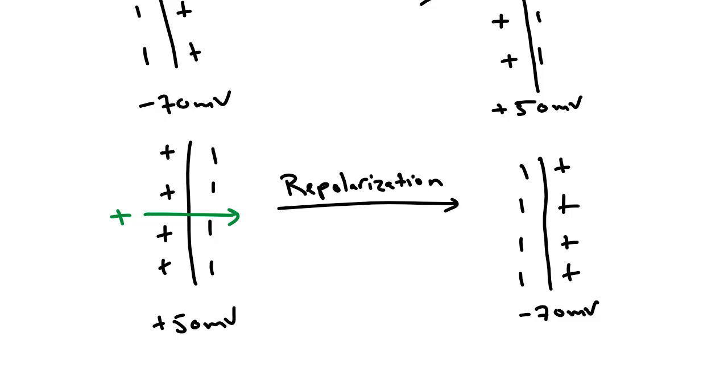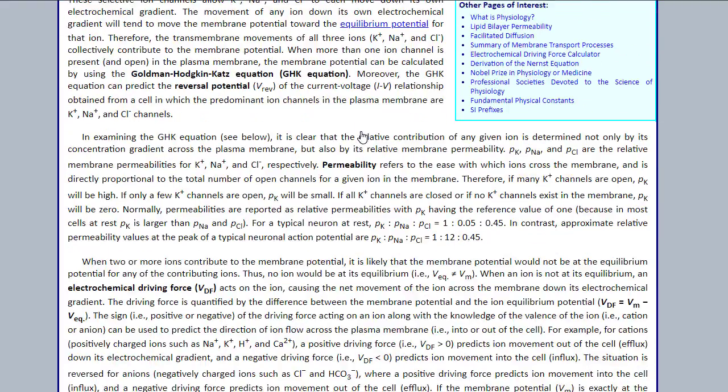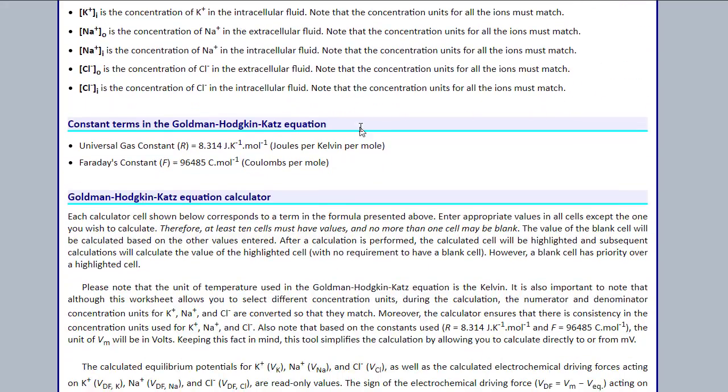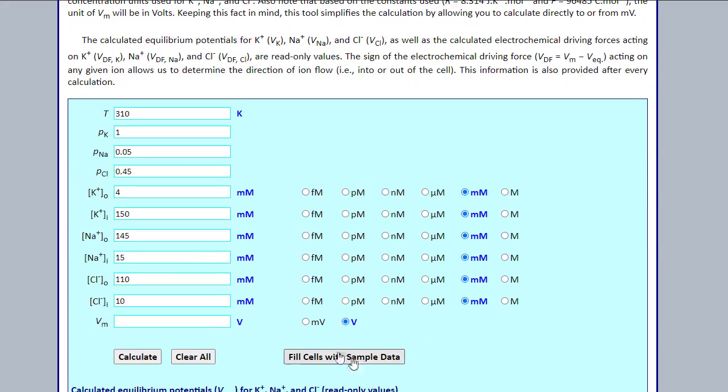Okay? Now, another way to look at this and to appreciate it is that the membrane potential will get pulled toward the equilibrium potential of whatever it is most permeable to. So let's take a look at that website that we were using before. Here's the website, and we're going to go down to the calculator, and we're going to fill with sample data, and we're going to put in outside 5, and I think we have 145 here. This is all good. We'll put 10 for here. I think we had 140 for Cl.